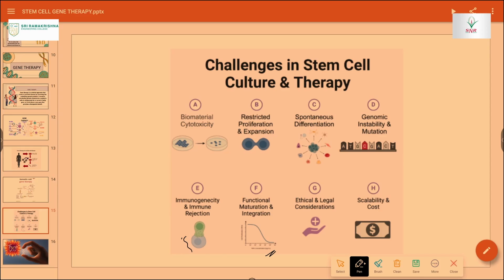Then last, as I told you, legal and ethical considerations. Whenever you are manipulating a DNA, there can be a question that you are manipulating the organism, so many aspects are there. Ethical and legal considerations are also there when you think about gene therapy in stem cells, because stem cells are the basic form of the cell which can differentiate into any type of cell. So if you are manipulating the stem cells, that can lead to the formation of a modified organism also. That is a question mark which raises the ethical and legal considerations.